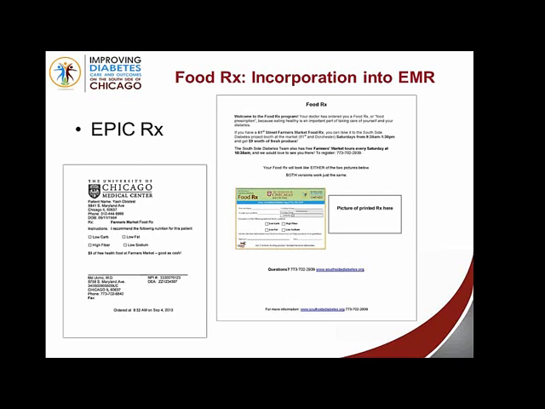And so this helps our clinics meet their standards for meaningful use for the electronic medical record, and also provides just a more seamless and easy way for physicians in practice to incorporate the use of the food prescription within their workflow. Next slide, please.